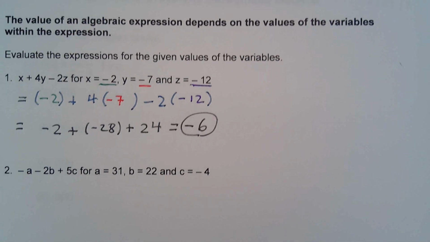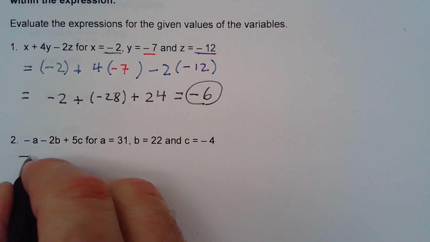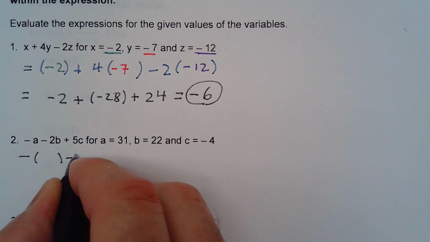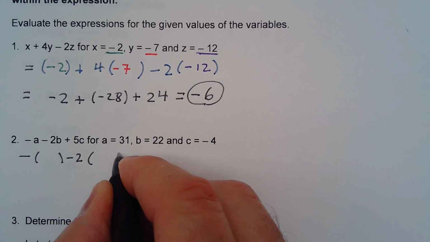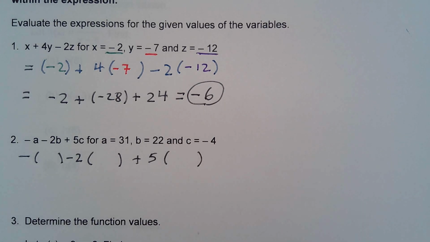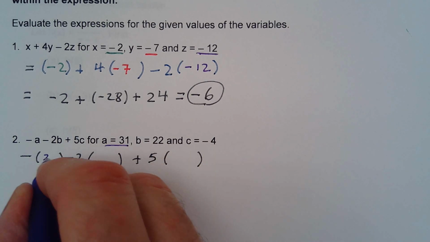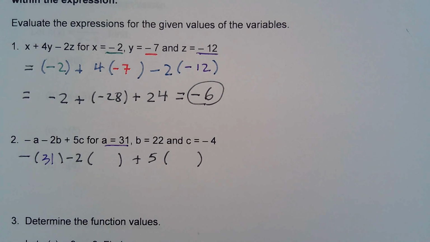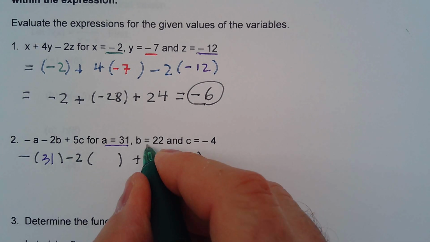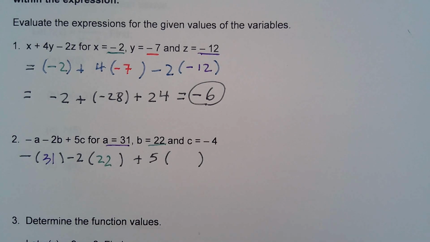So let's try number 2. And what we're going to do is do the same thing. I'm going to go ahead and plug in the numbers that I see. So here my A value is 31. My B value is 22. My C value is -4.